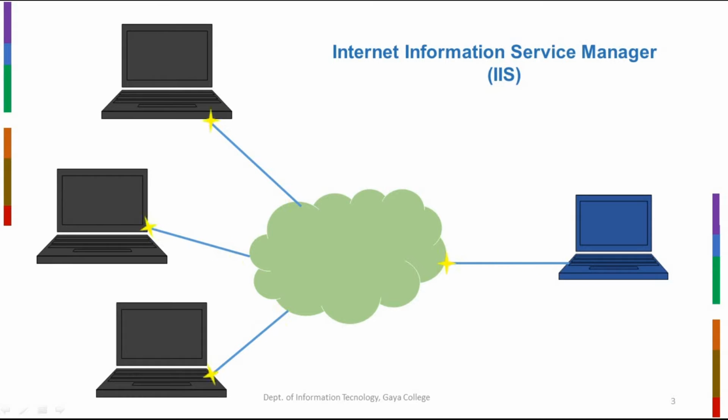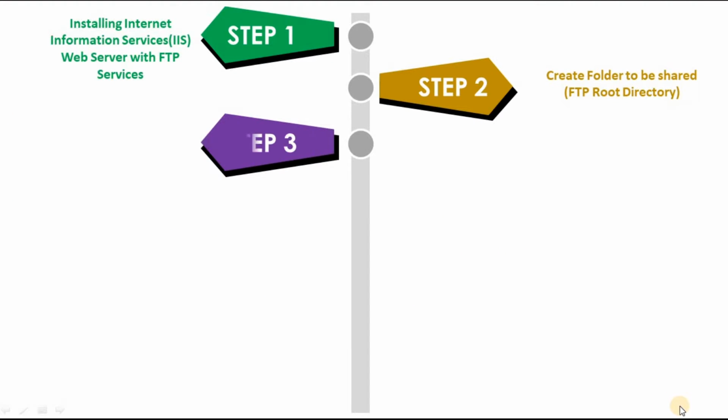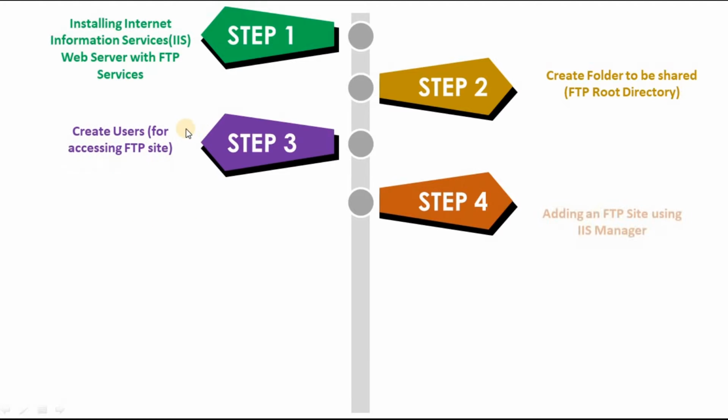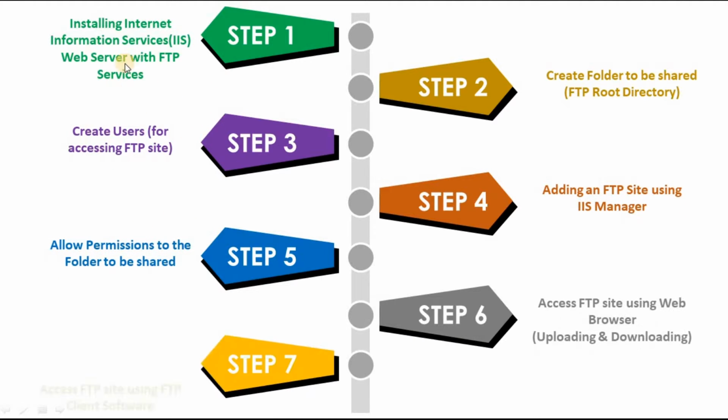To do so, I have organized the complete process of FTP server setup into 7 steps. Actually, it will be 6 steps only, but I'll show you 2 different ways to access an FTP site. I'll start with the installation of Internet Information Services along with the FTP services. Then I'll create a folder which I'll share in this demonstration. Post this, I'll create a few users, and these users will access this folder using FTP.